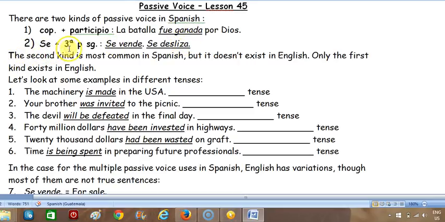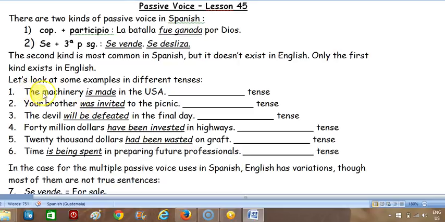Now, the second kind is most common in Spanish, but it doesn't exist in English. So this is important. You cannot use option number 2 in English. There is no way to do that. Only the first kind exists in English. Okay, so let's look at some examples in different tenses. We've got different verb tenses here, and what I'm asking you to do on the line is to identify the verb tense. Hopefully you'll be able to, at this point, pretty much translate in your mind.